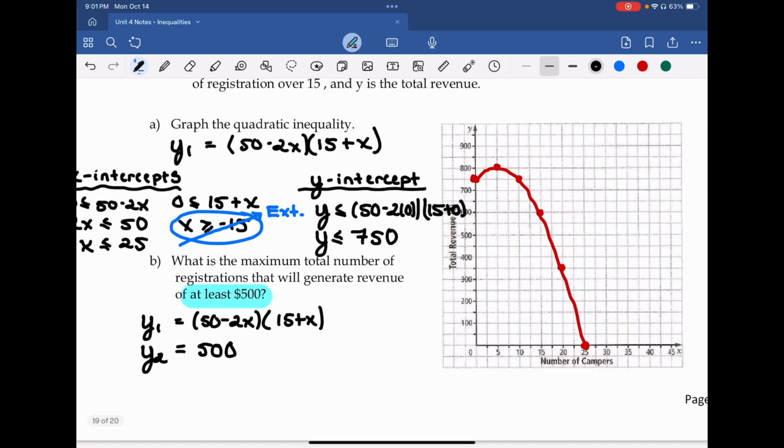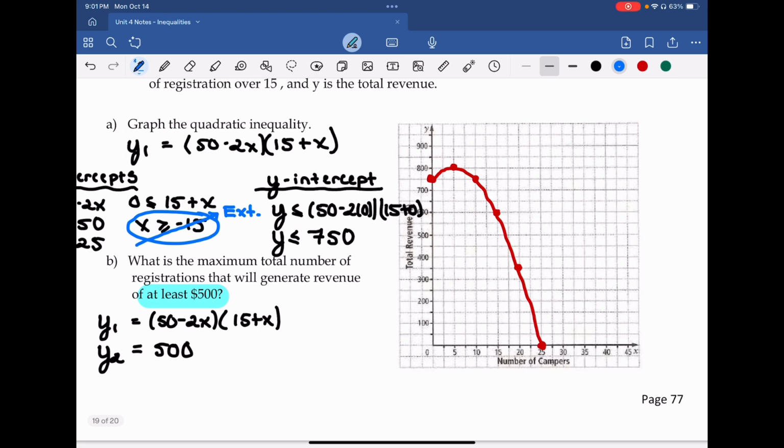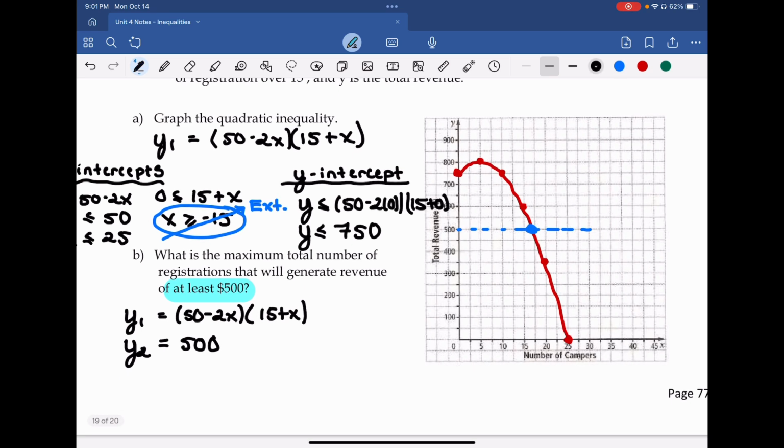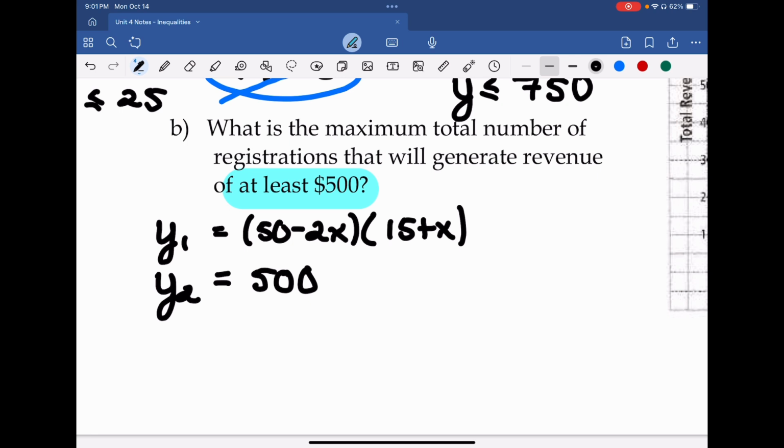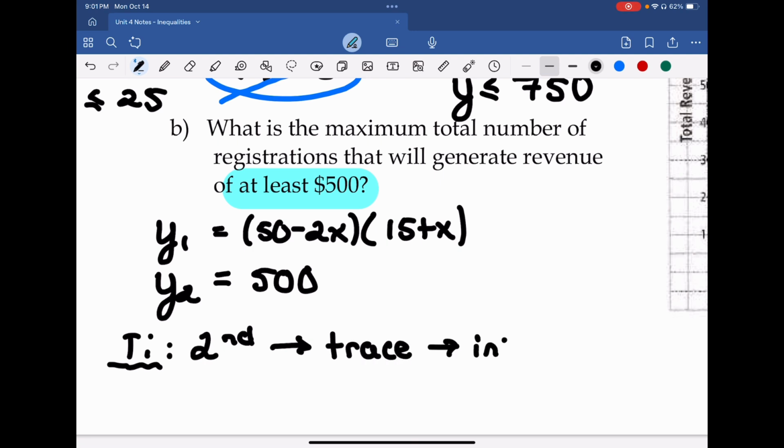And what this is going to do graphically for you is it's going to create a horizontal line at 500 that goes across and then intersects at a very specific point, giving you the lowest amount of people that could attend, or the amount of people that it would attend to give you at least that $500 in terms of the overall revenue. So let's actually write out our instructions here just so we have them here. For my TI users, what you're going to do is you're going to go second, trace, and then intercept.